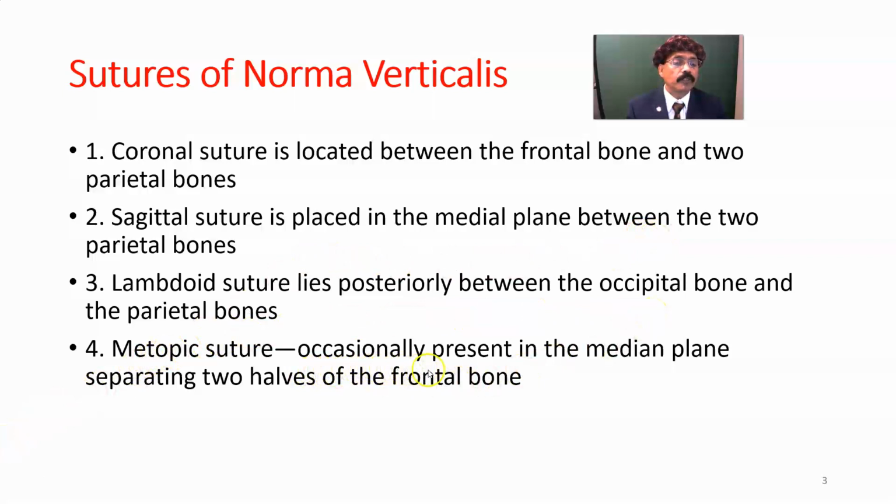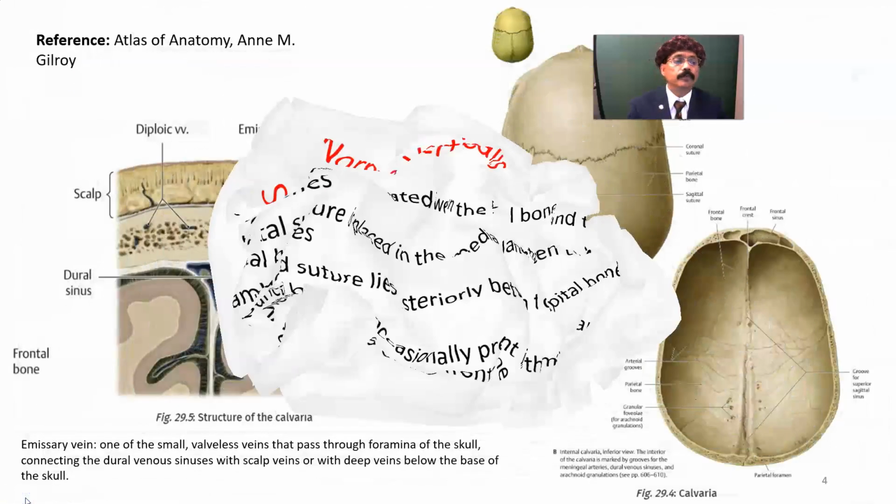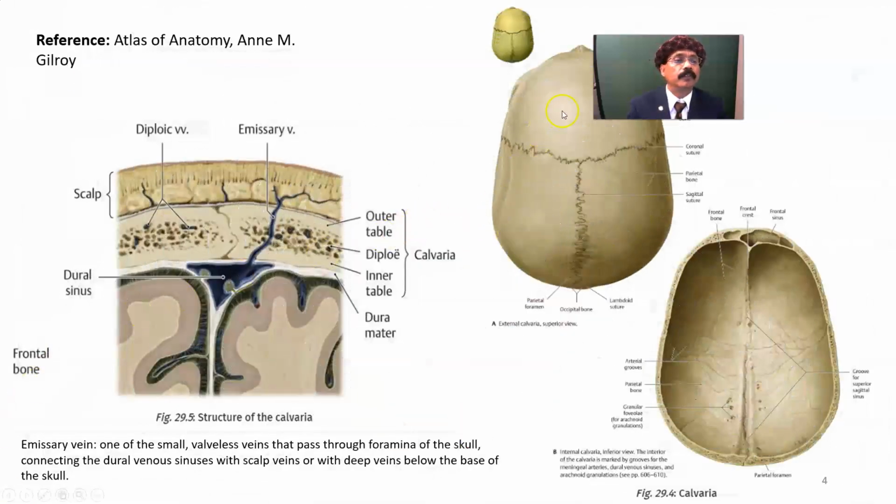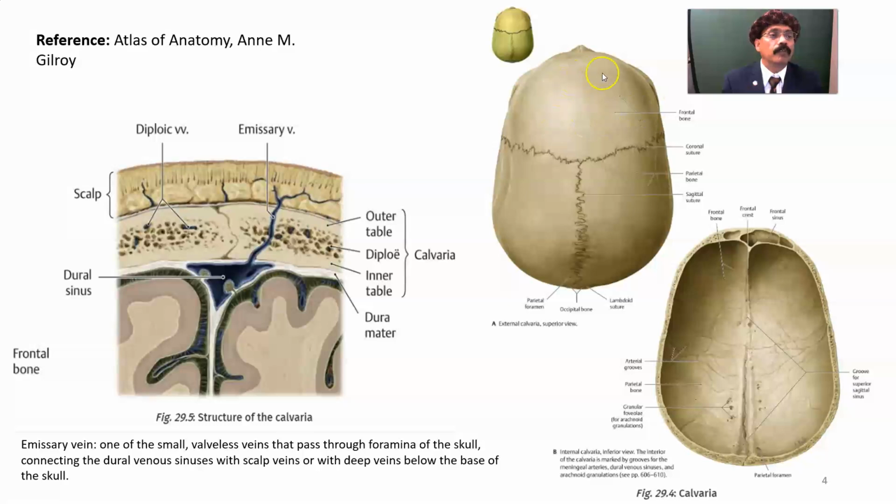The metopic suture is occasionally present in 3% of the population in the median plane, separating the two halves of the frontal bone. Okay, so we may not always get a metopic suture. It is only present in around 3% of the population. Okay, so this is the Norma verticalis. This is the coronal suture here. This is the sagittal suture. And we have the lambdoid suture going down.